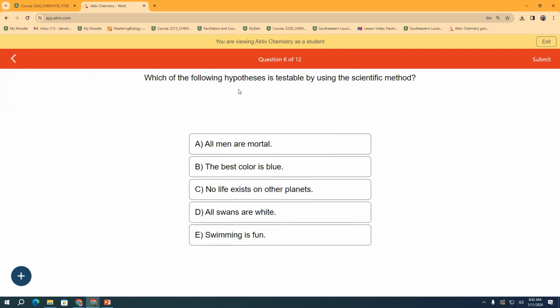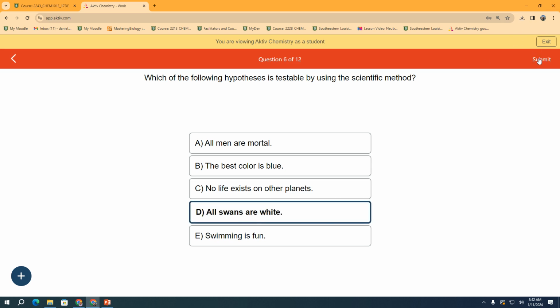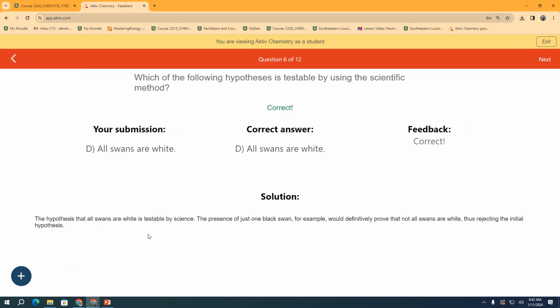All right. Which of the following hypotheses is testable by using the scientific method? So can we truly test that all men are mortal? All right. Let's see. The best color is blue. No life exists on other planets. All swans are white. Swimming is fun. The one that I would say, that was actually pretty good. I would say, yeah, all swans are white is the one that's most testable, because we can breed swans and see over a couple generations if we ever have a different color.